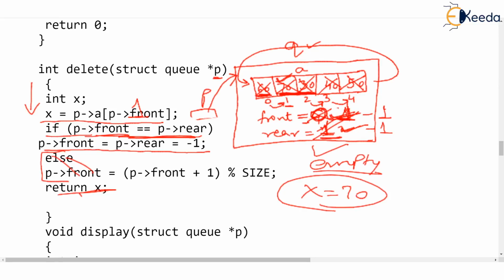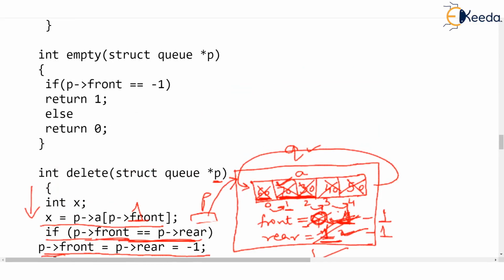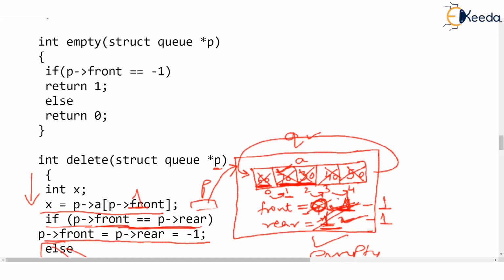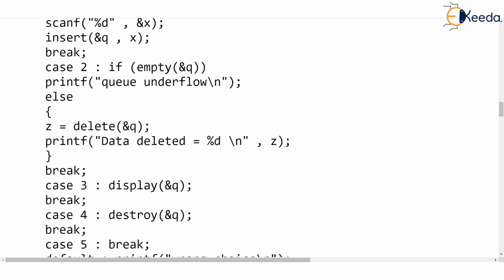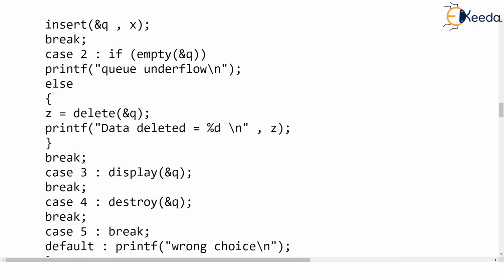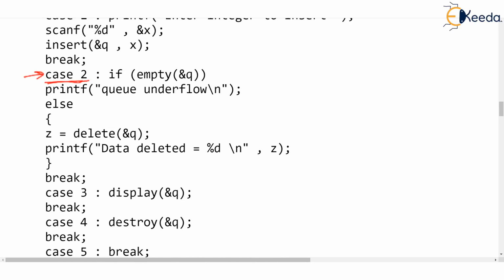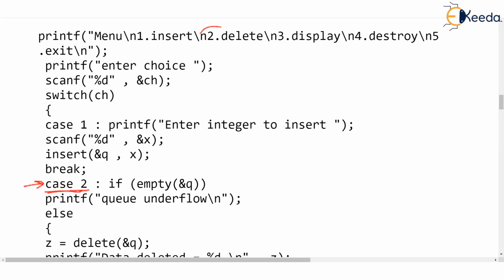We have also written the empty function as usual, and you know that the queue is empty if p->front is minus 1, then return true, otherwise return false. And also this delete function is called from main in case 2 as in our earlier programs. If option 2 is given for delete, that's the option in the menu as you see. Second option is for delete.